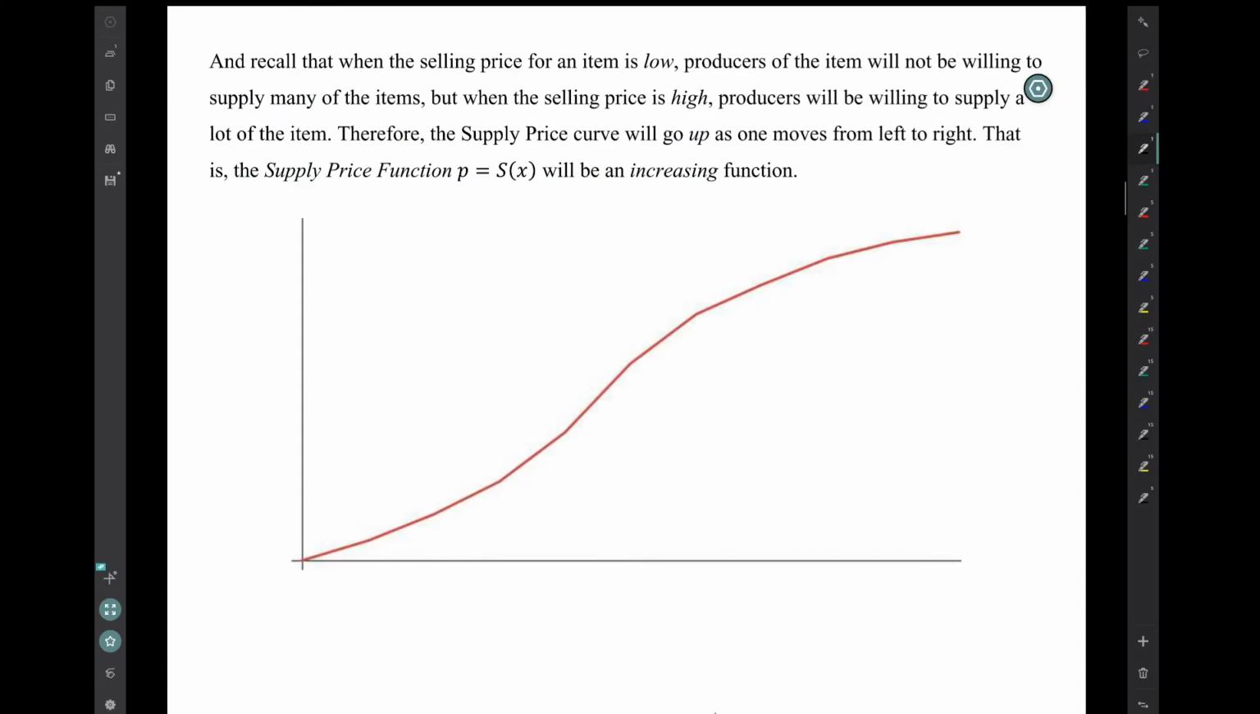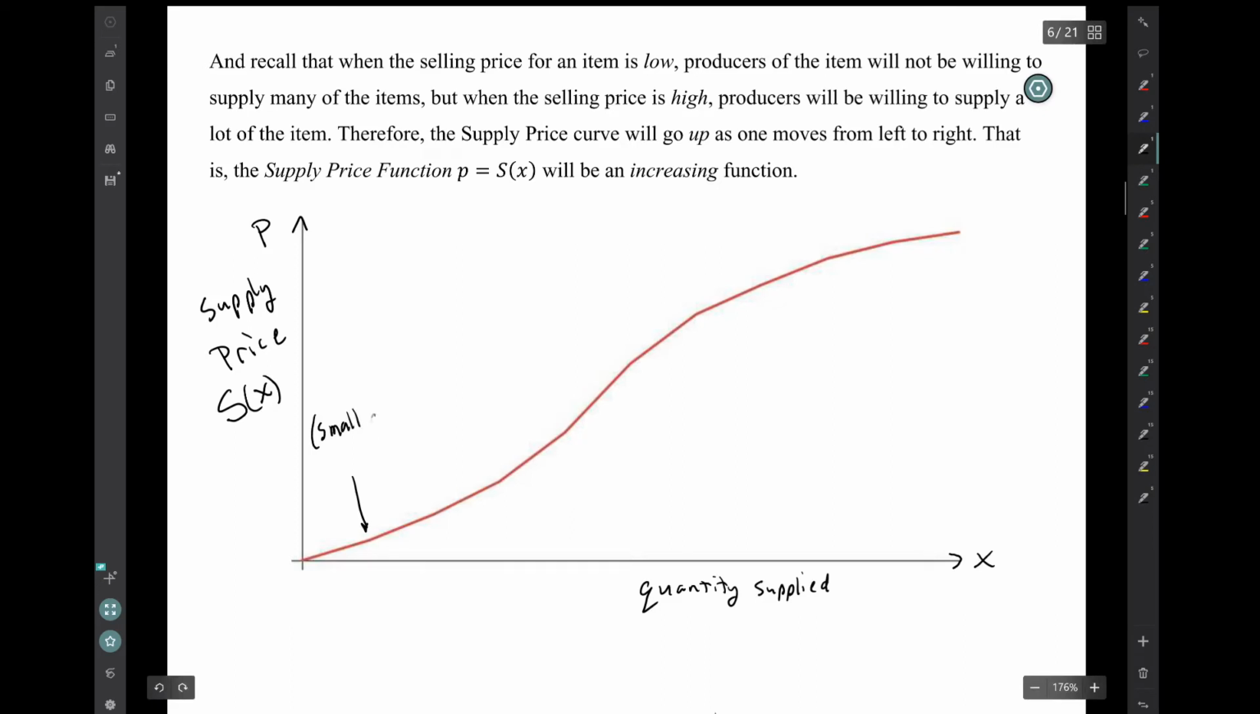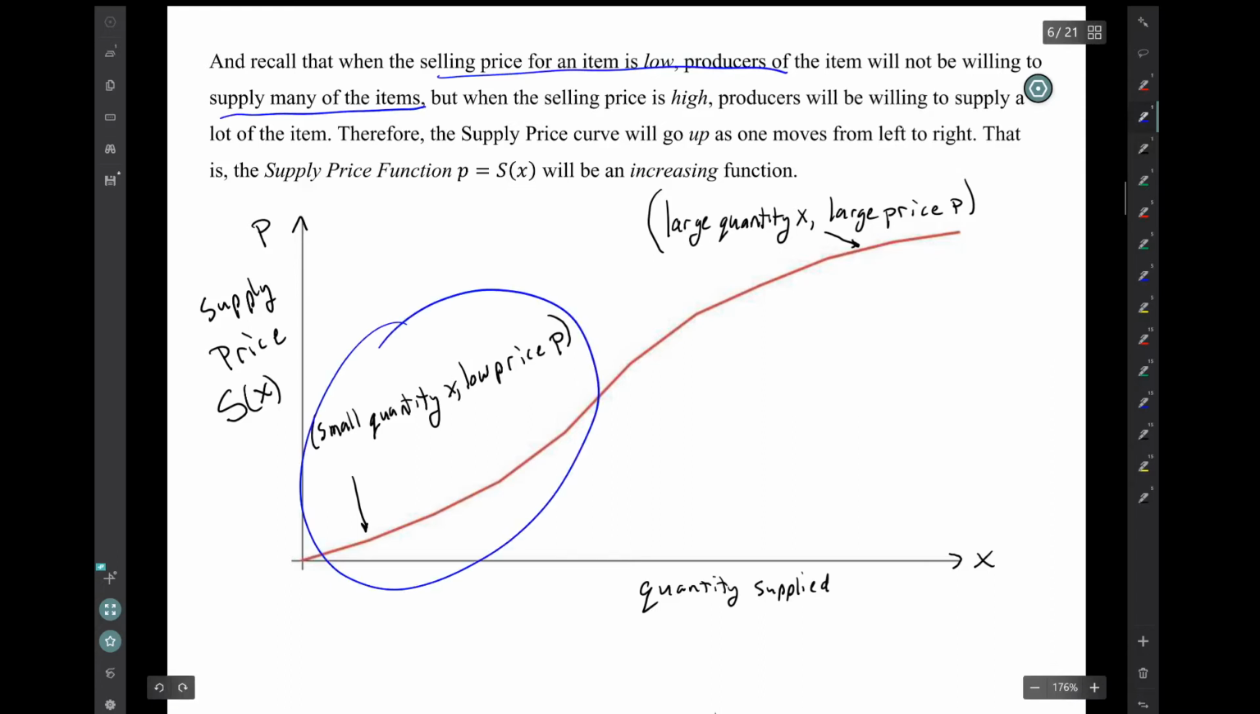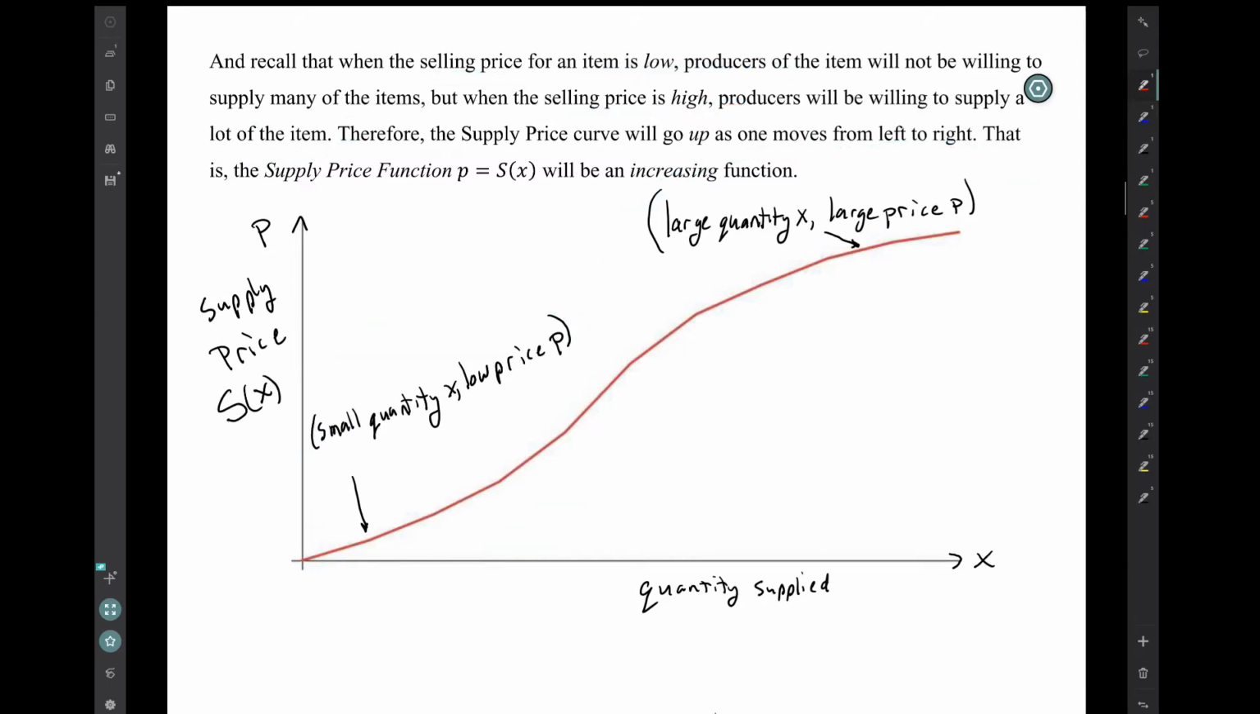In this diagram, we have a picture of what could be a supply price curve. Recall that when the selling price for an item is low, producers of the item will not be willing to supply many of the items. So that is this part of the graph. But when the selling price is high, producers will be willing to supply a lot of the item. So that's the behavior over here. So the supply price curve will go up as you move from left to right. That is, the supply price function will be an increasing function.